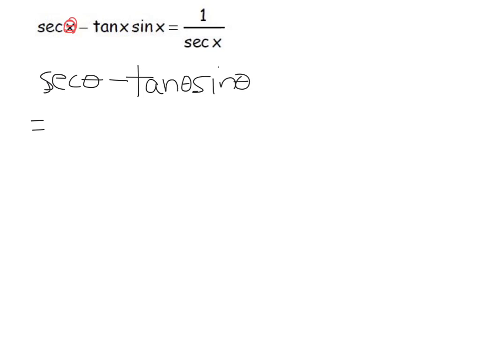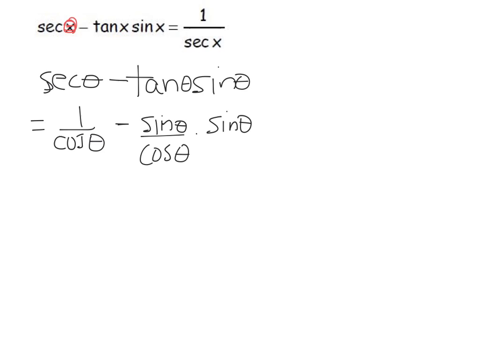The secant theta, remember we're trying to write things in terms of sine and cosine, so I'm going to write that as 1 over cosine theta, minus a tangent theta, which should be a sine over a cosine, and then that'll be times a sine theta, right? So all I did was replace the secant theta and the tangent theta.